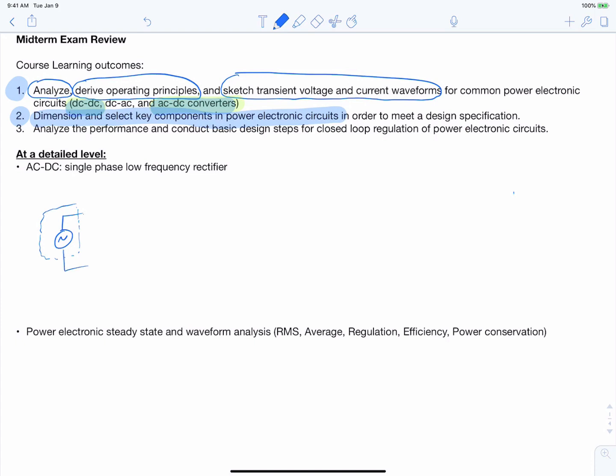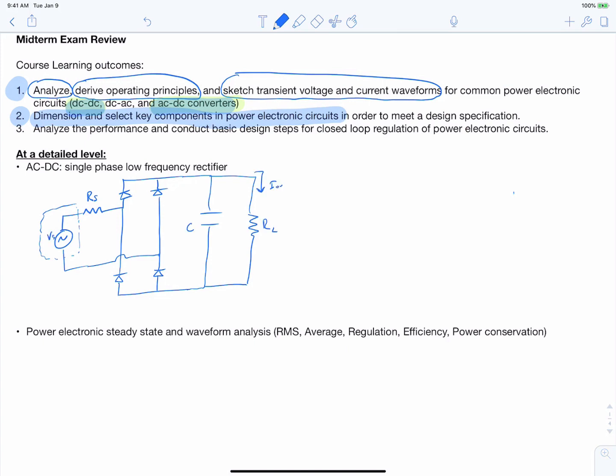The input voltage had a series resistance and was connected to a diode bridge. On the output side, we placed a capacitor and a load of some type. At this point, I'm going to label it as a load resistance, but we acknowledge it could be modeled as a voltage source or it could be modeled as a current source depending on our needs. And we labeled a few currents on here.